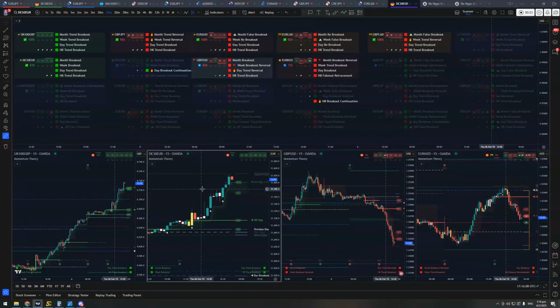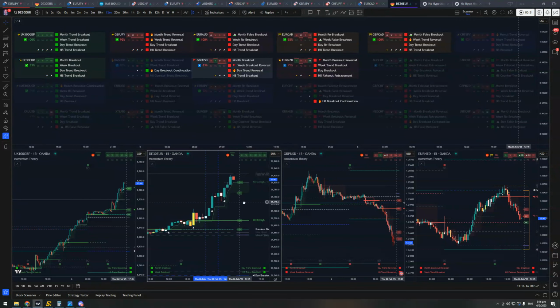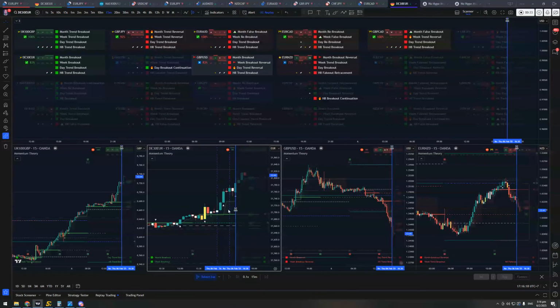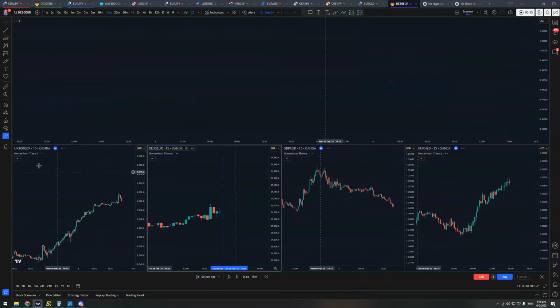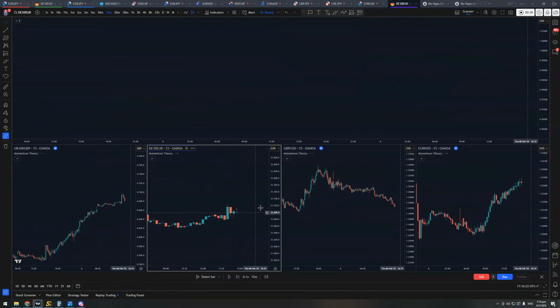So let's go and see how it performed. My London session is at 3 p.m. until 4 p.m. That's when London opens and when Tokyo closes. So I only trade when two markets are open at the same time. And let's replay what setups I had today.